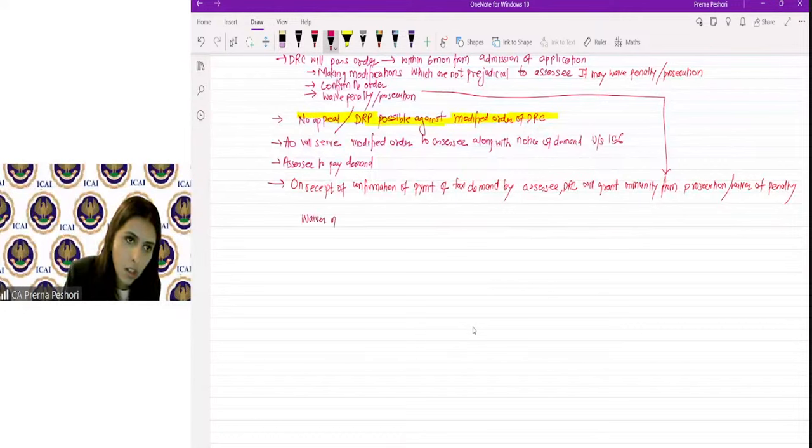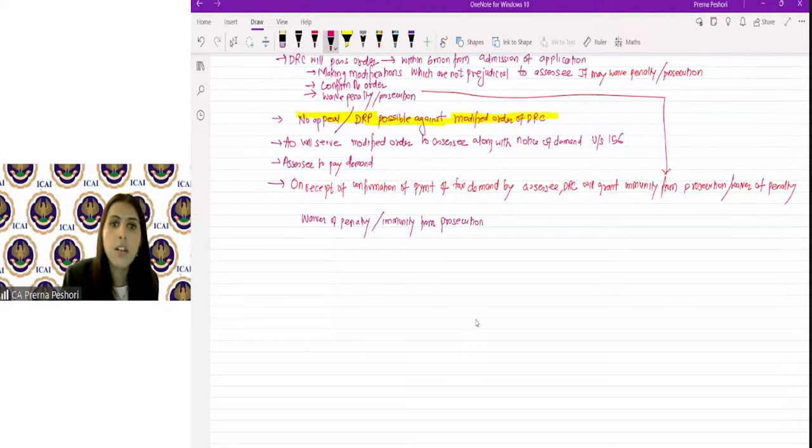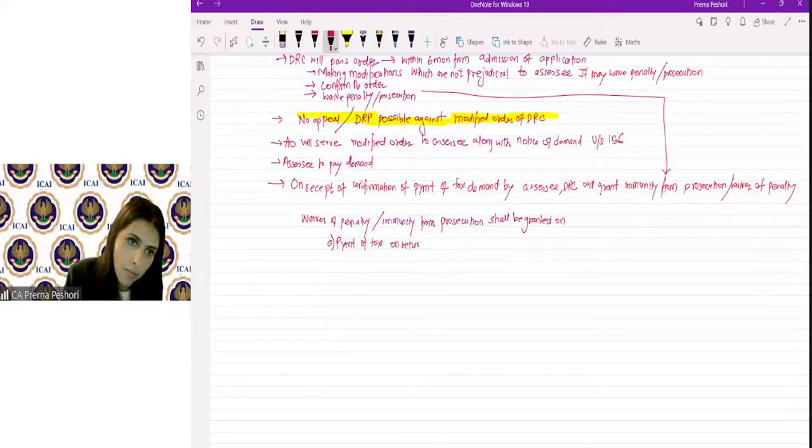Waiver of penalty or immunity from prosecution shall be granted on payment of tax on the returned income. Secondly, cooperation of assessee in proceedings.